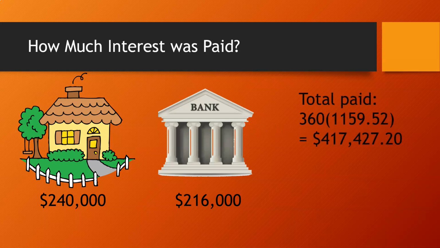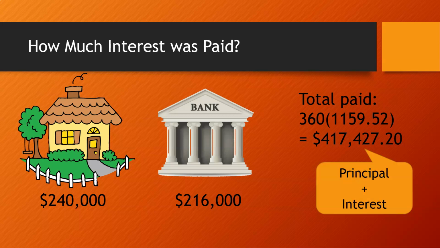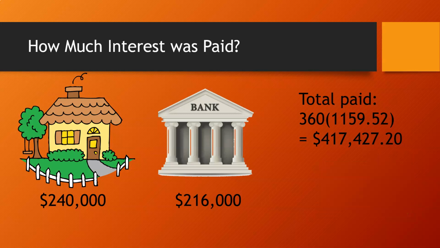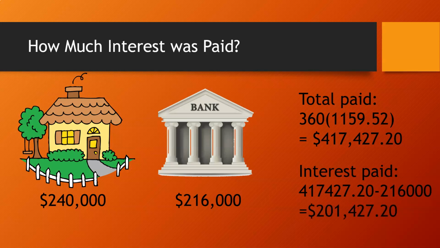$1,159.52. So what's the total that she paid in that 30 years? Well, 360 payments of $1,159.52 is a total paid to the bank of $417,427.20. Remember, that was principal plus interest. And what we've been asked is, how much interest did she pay? So to get the interest, we'll take that total that was paid in principal and interest and subtract the principal that she paid to get a total amount of interest of $201,427.20.